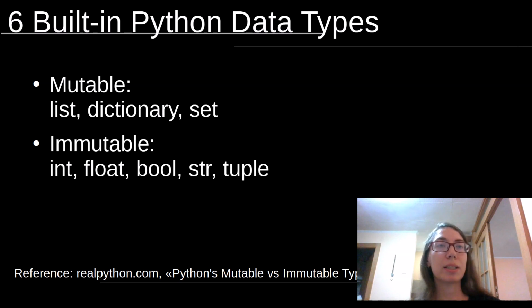Single item data types, such as integer, float, bool, are always immutable. When it comes to collection or container types, things are a bit different. List, dictionary, set are mutable. String, tuple are immutable.